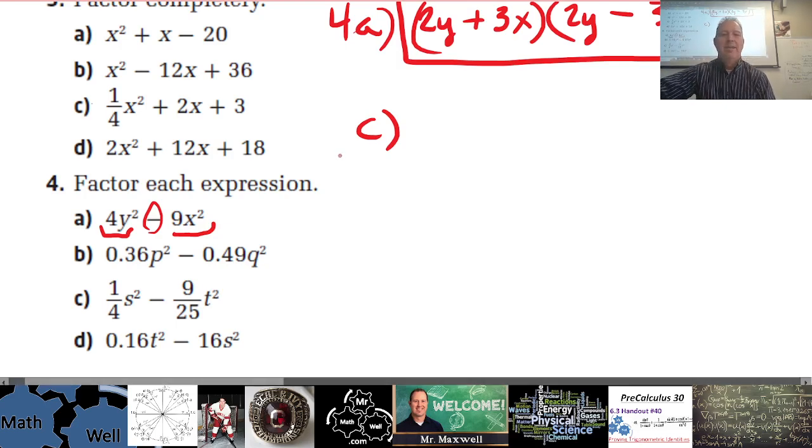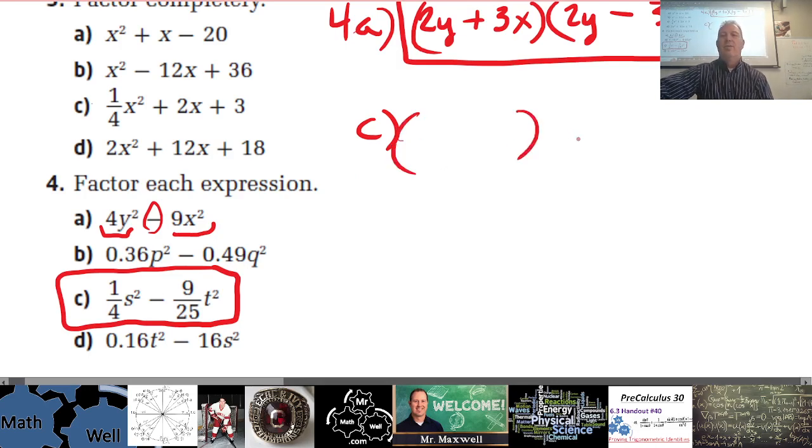Okay. C. I'm doing C because fractions are scary, right? Is this a difference of squares? Yes, it is. What is the square root of 1/4 s squared? 1/2 s. Now, here's a question for you. Could you write it like this, s over 2? Yes, you could if you want. Doesn't matter. 1 over 2s is the same as s over 2.